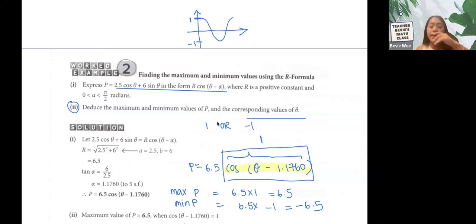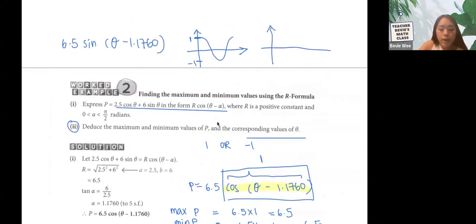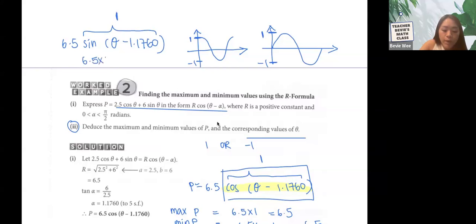Okay? So what about sine? Sometimes my R formula has sine, right? So let's say if it's 6.5 sine theta minus 1.1760. Then how does your answer differ? It doesn't differ, it's the same. Why? Because for sine graph, the shape is different, right? It's like that. But my max value is still 1 and it's still -1. So meaning this part max is 1. 6.5 times 1, isn't it still 6.5? Your min is still -1. It's 6.5 times -1. It's still -6.5. This is your max. This is your min. So that trigo portion, it's always 1 and -1. No other numbers.